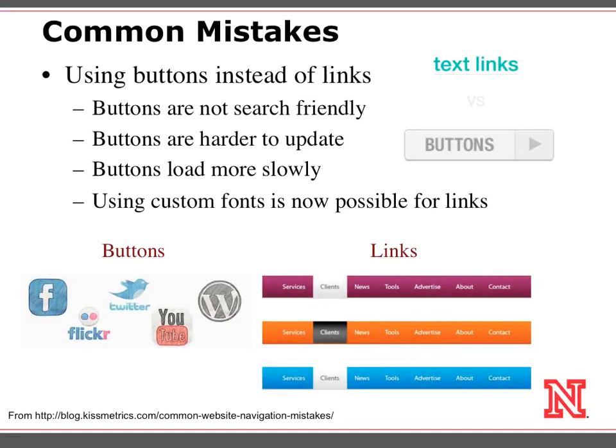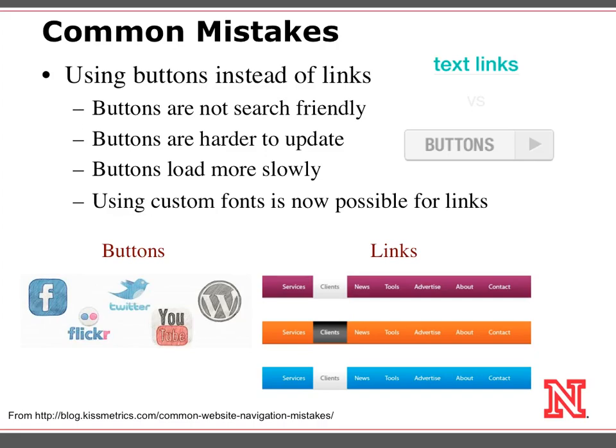Another mistake that developers, and especially beginning web developers, make is to use buttons instead of links. An example would be using images as buttons to link to any website. One of the most common things I see is using icons to link to social media. That's probably not a bad idea, as long as you can make them search friendly. There are ways to do that. You can add alt attributes, titles, and things like that within the HTML to add some search engine compatibility.